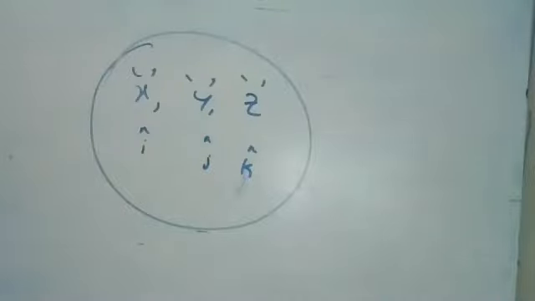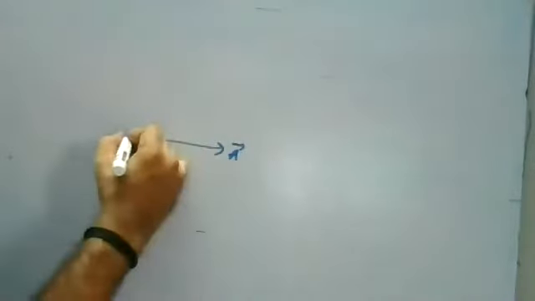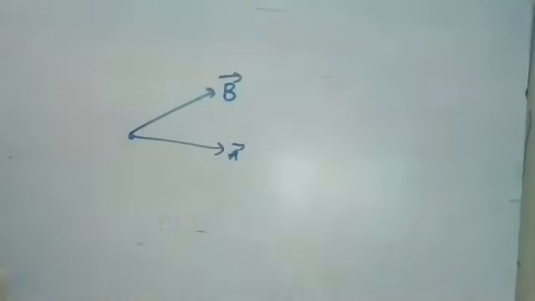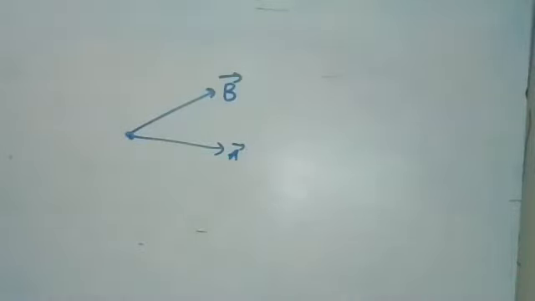Next one, co-initial vectors. Two or more vectors having different directions but the same common point. Both vectors, that is a vector and b vector, start from the same common point. The same common point, we call them co-initial vectors.